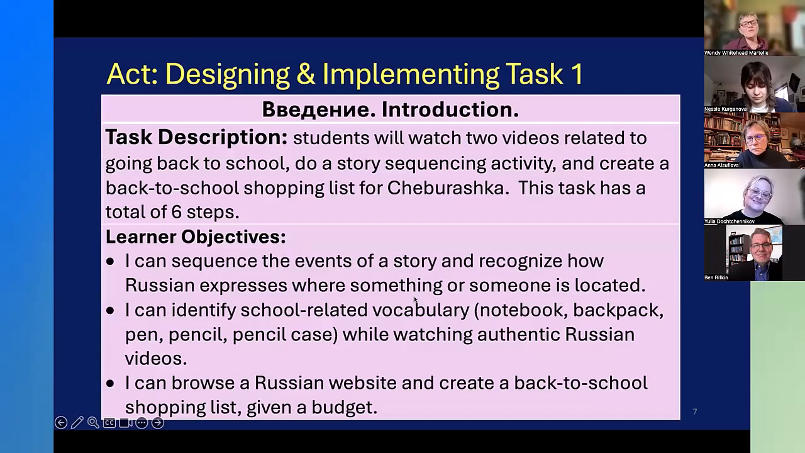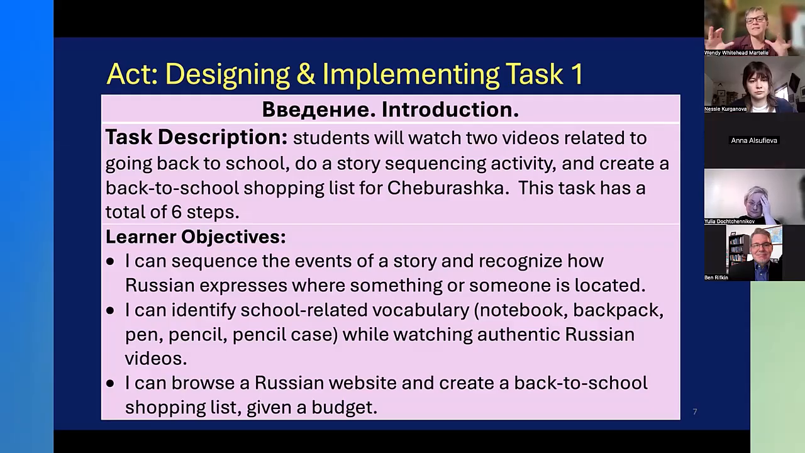Okay, so first, I want to walk you through the first task that I have the students do. This is a task that is done generally in the middle of the first semester, where I have students watch 2 videos relating to going back to school. They do a story sequencing activity, and then the final task is to create a back to school shopping list for Cheburashka. And there's a total of 6 steps.